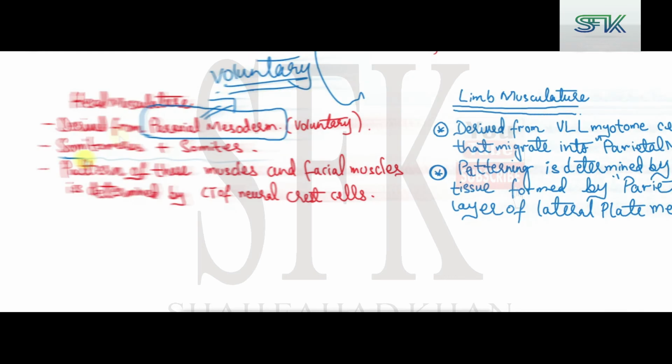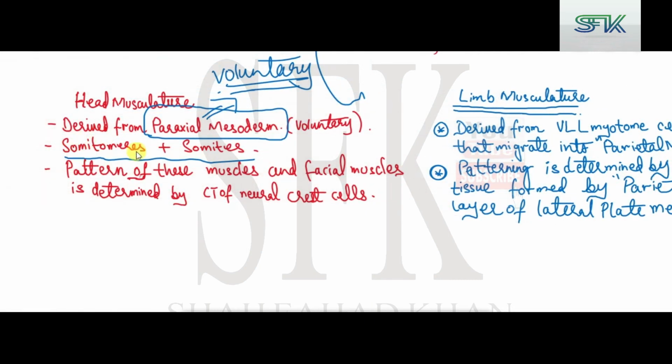Then somitomeres and somites both are present in the head, and the pattern of the head and facial muscles is determined by the connective tissue, which is derived from the neural crest cells, the mesenchymal tissue made by the neural crest cells.